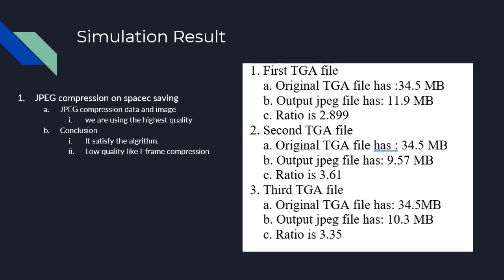Therefore, it is getting very large since we keep as much variable information as possible. If we use a very low quality, it will be similar to the I frame, which satisfies our algorithm and how an I frame looks in MPEG.